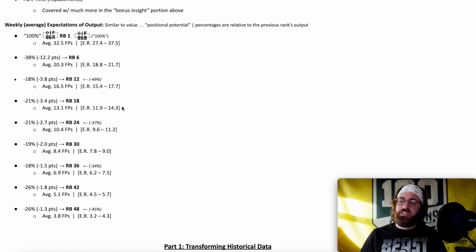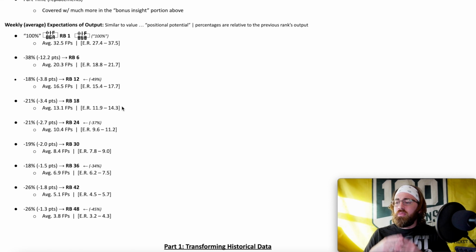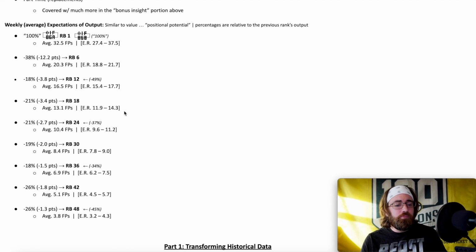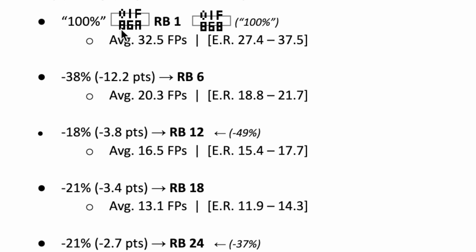A lot of this analysis boils down to value. One way I determine value within the position, and a way to look across positions to determine which ones are losing more value more quickly, is by looking at the percentage relative change. So we are going to move over here to this portion on the left of the chart where we see relative to the RB1, the RB6 scored on average 38% fewer fantasy points. And as we move down to the RB12, we can see that there is a roughly 18% drop in the production relative to the RB6 for the RB12.